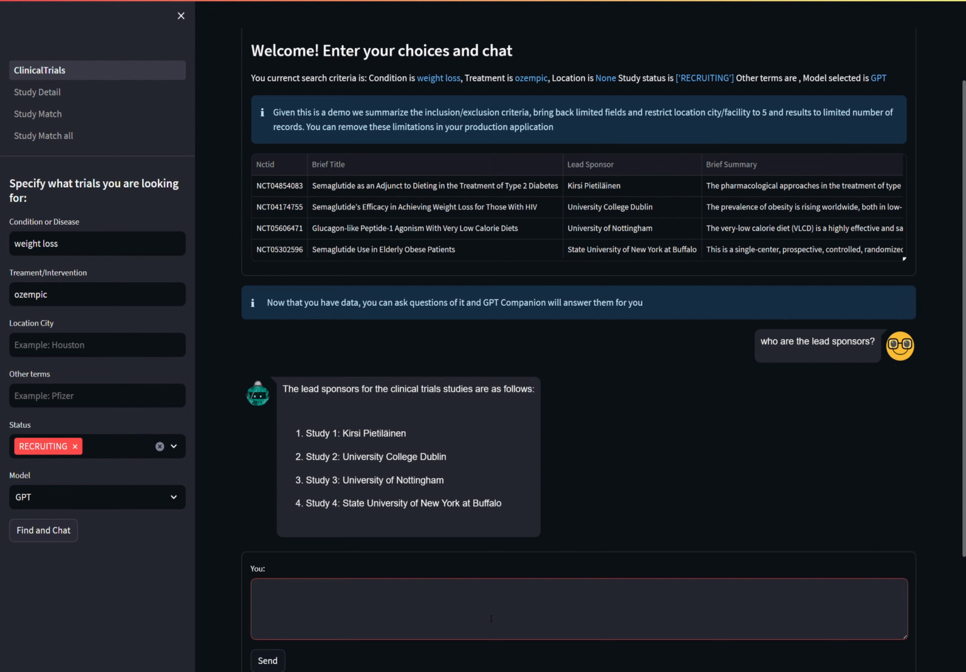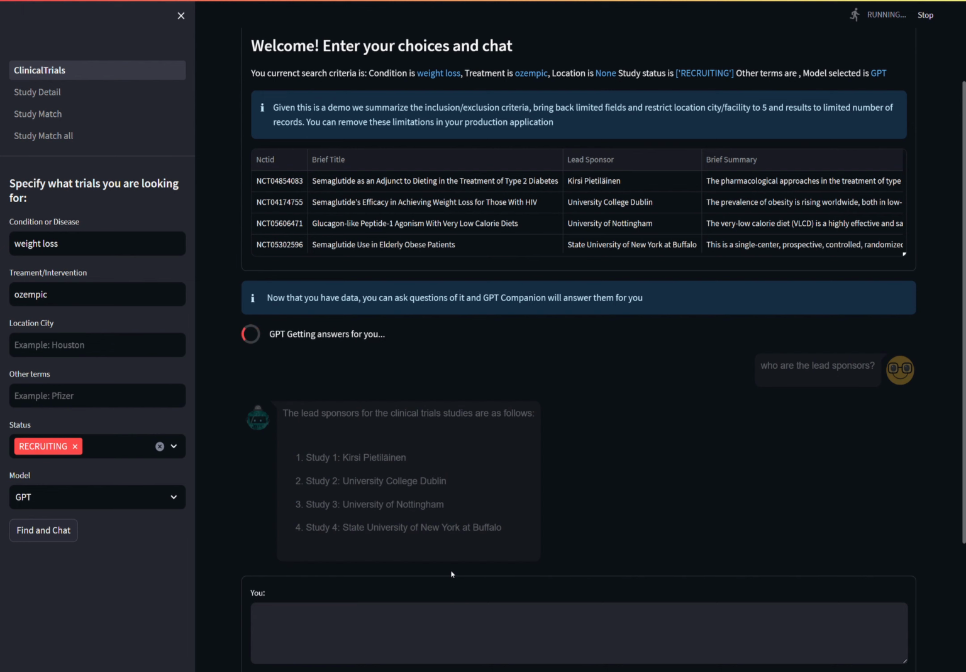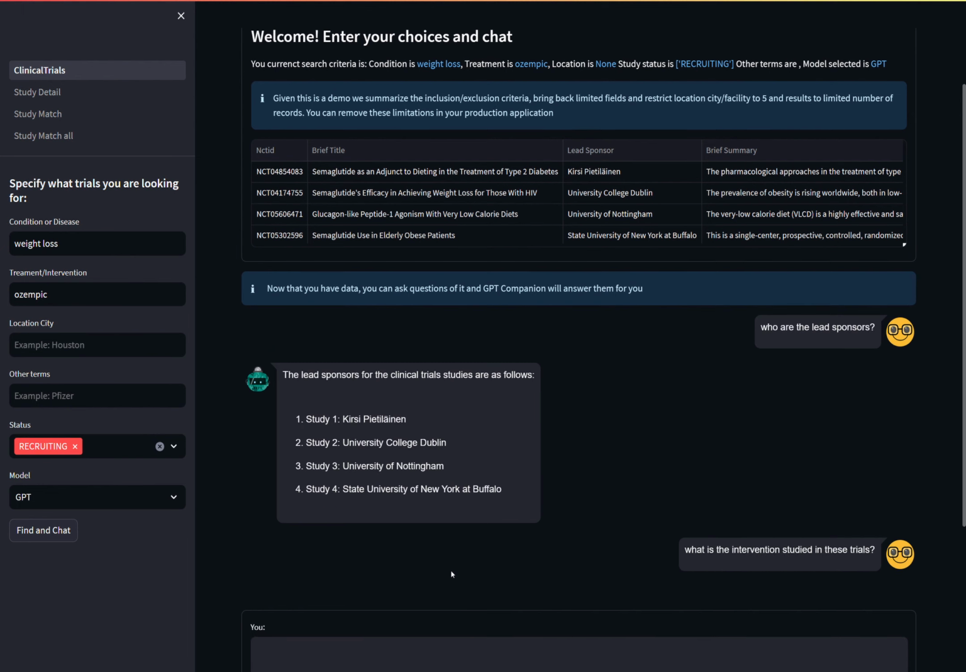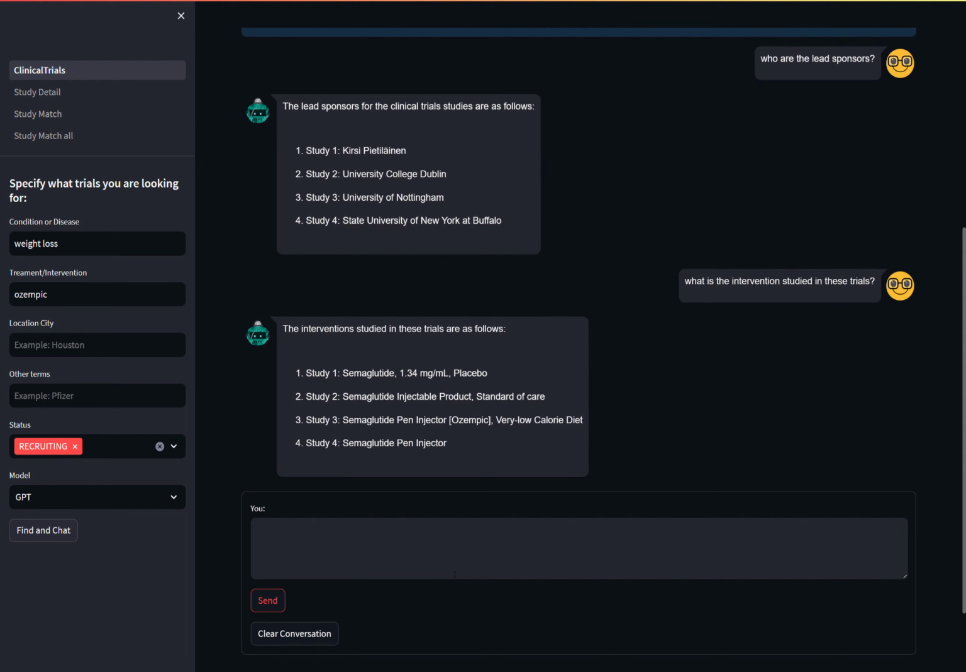Now I can ask further questions like, what is the intervention studied in these trials? Let's see what happens when I put that in. So GPT is looking through, and here are the interventions that are studied in these trials. Study 1, semaglutide and a placebo. Study 2, this is what is being studied. Study 3, this is what is being studied. Study 4, this is what is being studied.